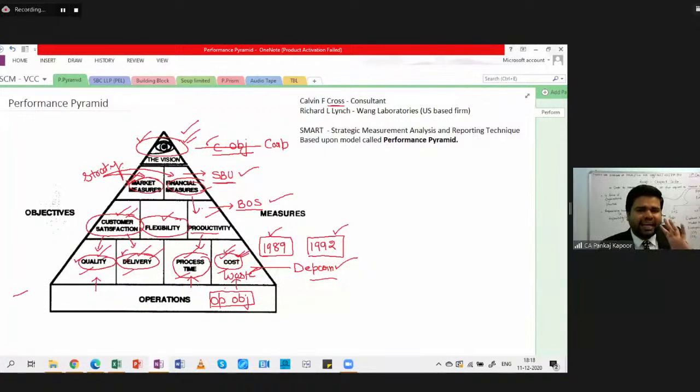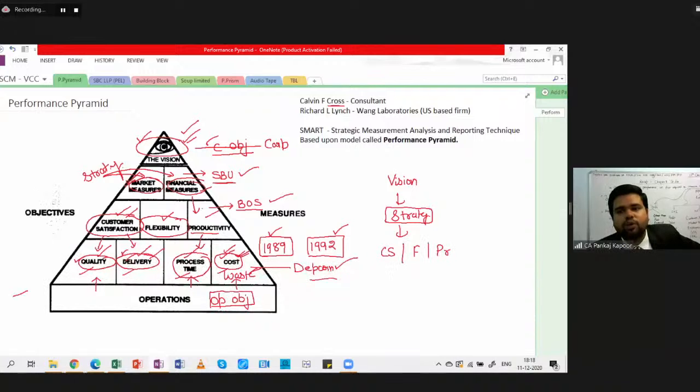Now, capture a few technical things, but prior to that, let me consolidate this particular model for you. Basically, the performance pyramid says you cannot get the vision in itself. You need to cut down the vision into the strategy. The moment you break down your vision into the strategy, you need to focus on the areas specified by the strategy. And what are those three areas? Customer satisfaction, flexibility, and productivity. Agreed?